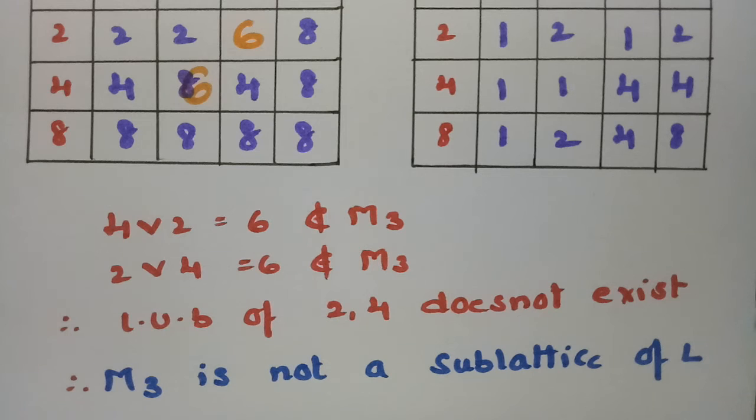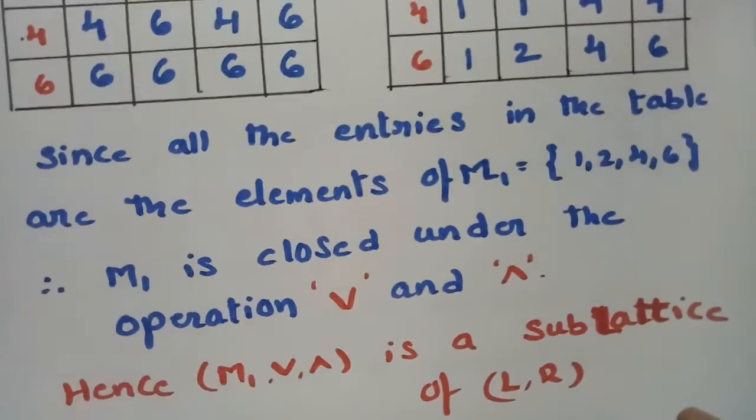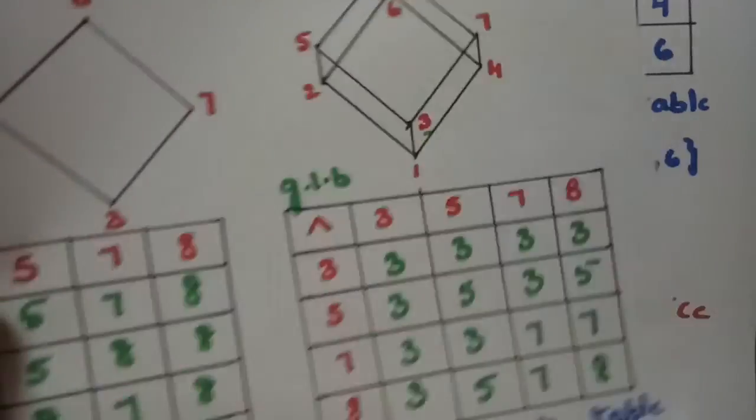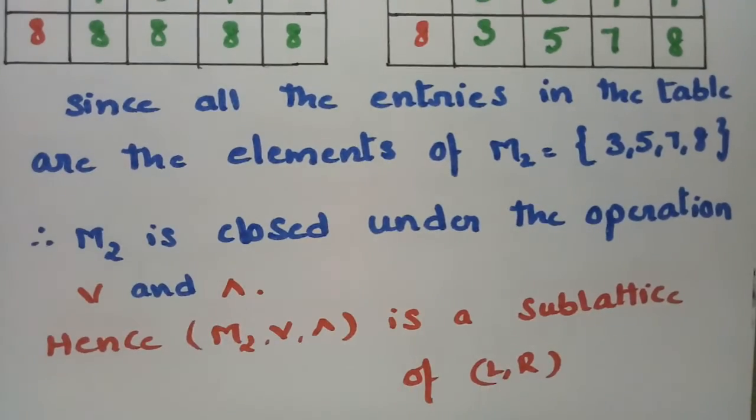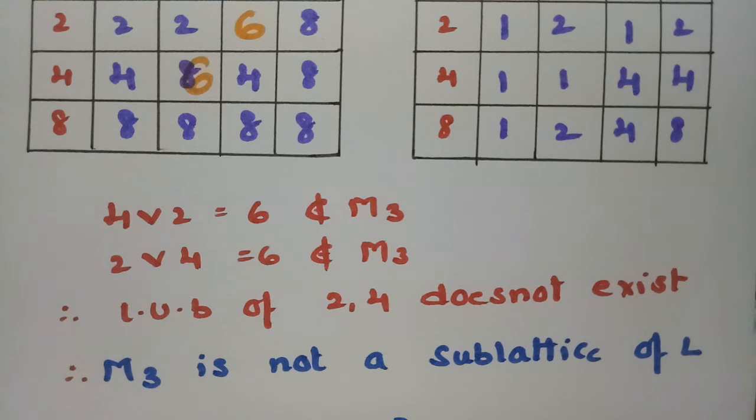So case 1 is a lattice. So M1 is a lattice. See here, I'm showing that M1 is a sublattice, and next M2 is also a sublattice, whereas M3 is not a sublattice. And here is the problem. So this is also most important. If you understand, you can frame any type of question and you can easily get the solution if you follow these videos. And I'll be uploading many more videos related to this series.